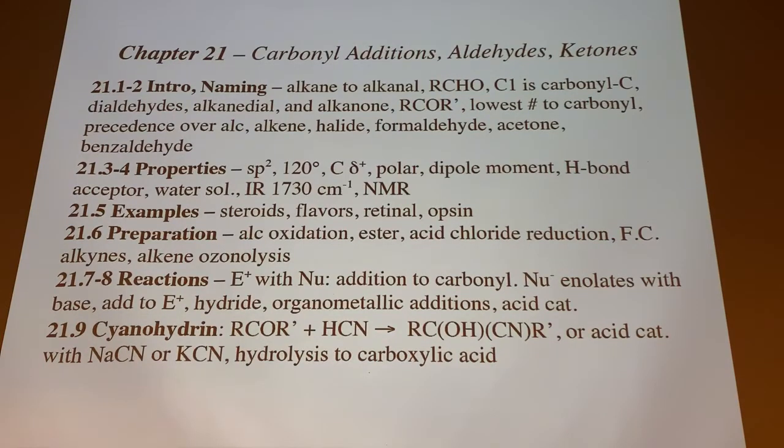Alkanedial for dialdehydes, okay. Lowest number to the carbonyl, if it's a ketone, the ketone has precedence over the other groups like alkyls and halides, but not alcohols. Alcohols have priority there. Precedence, no, over alcohols. Yeah, you're right, okay. And alkenes and halides have lower priority. Formaldehyde, acetone, benzaldehyde, there'll be some other common names, and we'll get to that also.